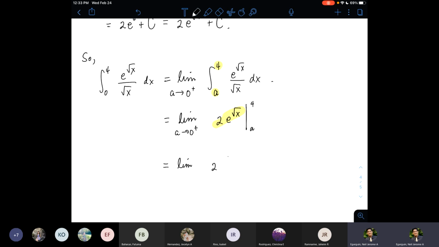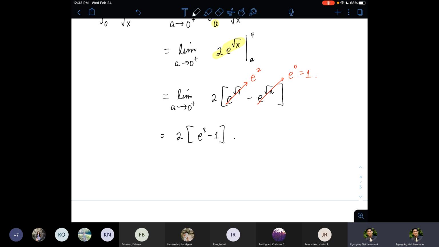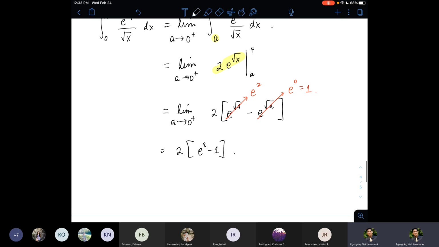So I'll have 2 e to the root 4 minus e to the root a as a approaches 0 coming from the right. And then let's evaluate the limit. This guy is just e squared, right? And then this will just be e to the 0 because a approaches 0 coming from the right. So that's equal to 1. And so we'll have e squared minus 1 times the multiplier 2 outside earlier, and that's our final answer. And since this is finite, we have a finite value for the limit, so we say the improper integral converges.